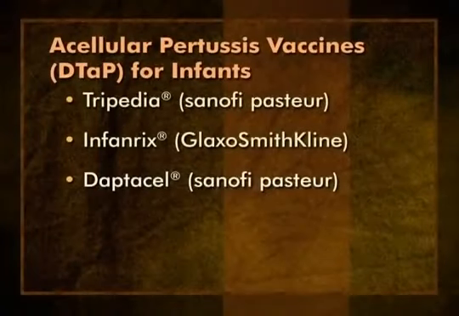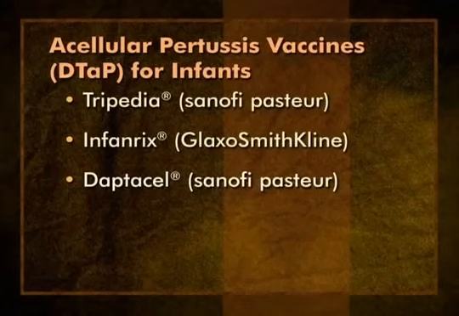There are currently 3 pediatric DTaP products available in the United States. Tripedia, produced by Sanofi Pasteur, Infanrix, produced by GlaxoSmithKline, and Daptacel, also produced by Sanofi Pasteur. All 3 brands are licensed for all 5 doses of the DTaP series. These vaccines are also included in combination products, which we'll discuss a little later.